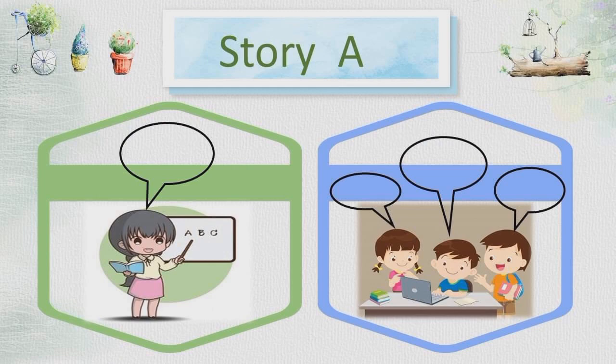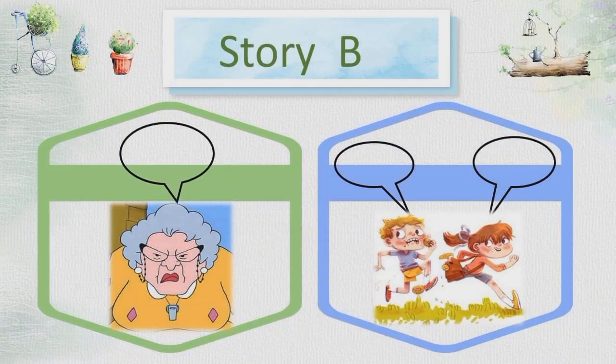Story A, you have two pictures. The first one has a teacher and the other one has three students working on something using a laptop. Story B has again two pictures. The first one is a picture of a mad, fat, bespectacled teacher, and the other picture presents two kids, one boy, one girl, who seem to be running away from the mad teacher.